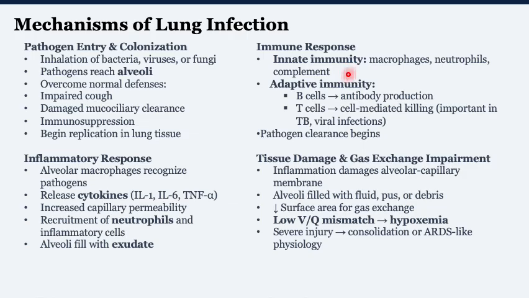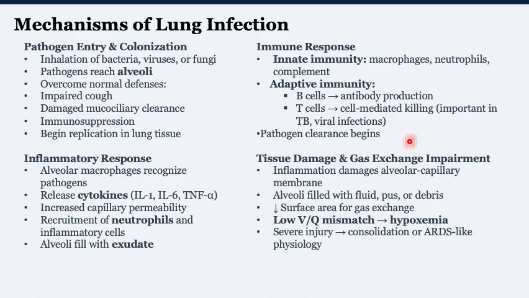And I don't want you to forget about your immune response. Remember, you have an innate immunity, which is what's going on here with your macrophages, neutrophils, and complement. And then you have your adaptive response, which is our body's memory. So you have B cells that can produce antibodies. You have T cells that help mediate and kill the infection. And once this kicks in, the pathogen clearance begins. It starts to eliminate it.